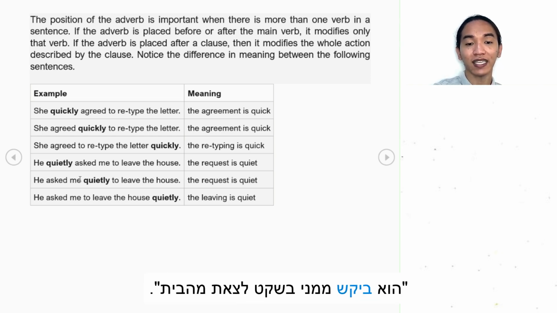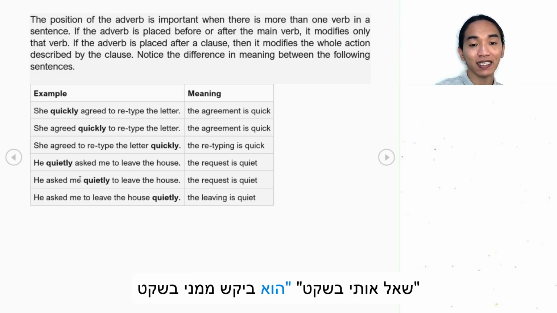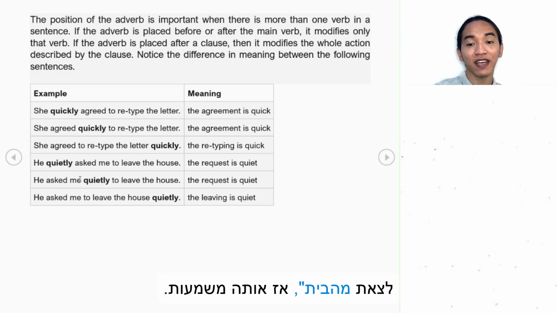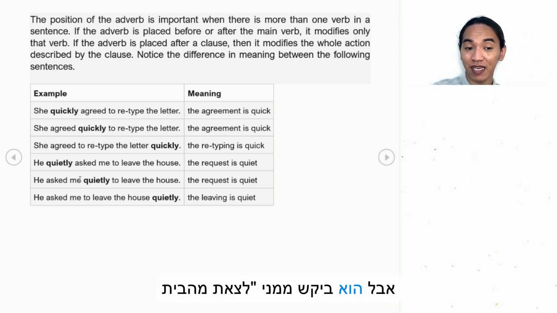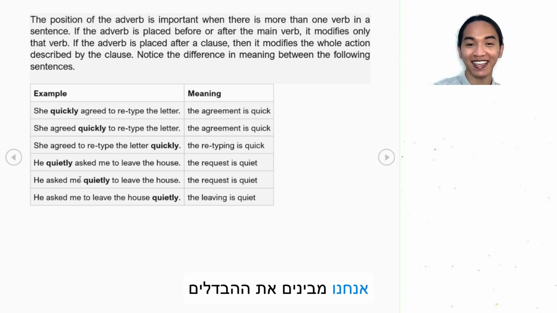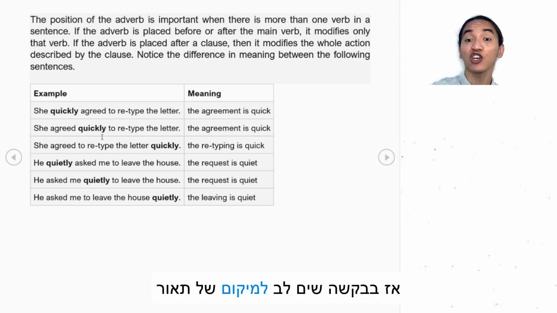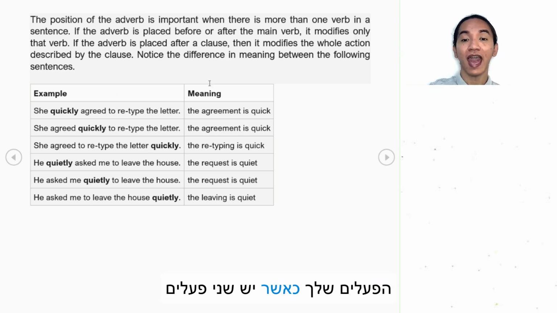He quietly asked me to leave the house. So the request is quietly asked me. He asked me quietly to leave the house. So same meaning. He asked me to leave the house quietly. So he did not ask me quietly, but he asked me to leave the house quietly. So it's referring to the action, leave quietly. We understand the differences in this meaning. So please pay attention to the position of your adverbs when there are two verbs in your sentences.